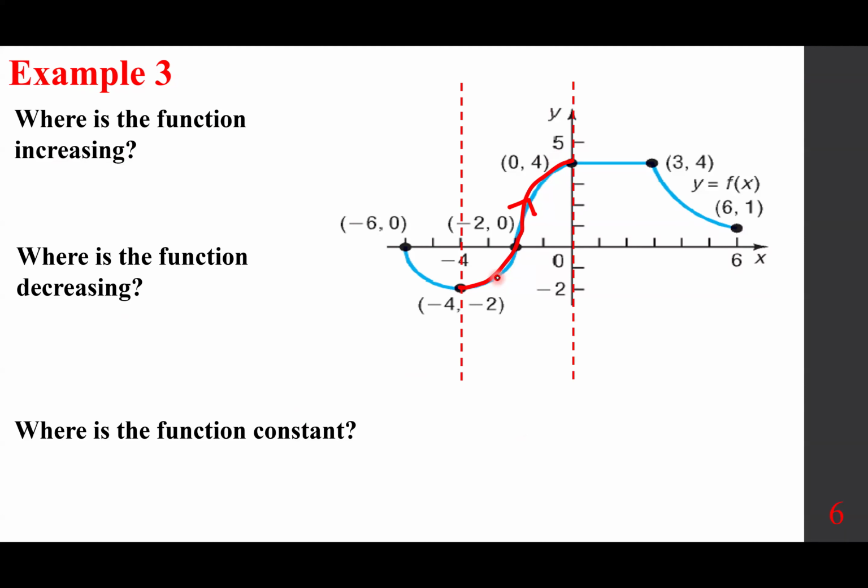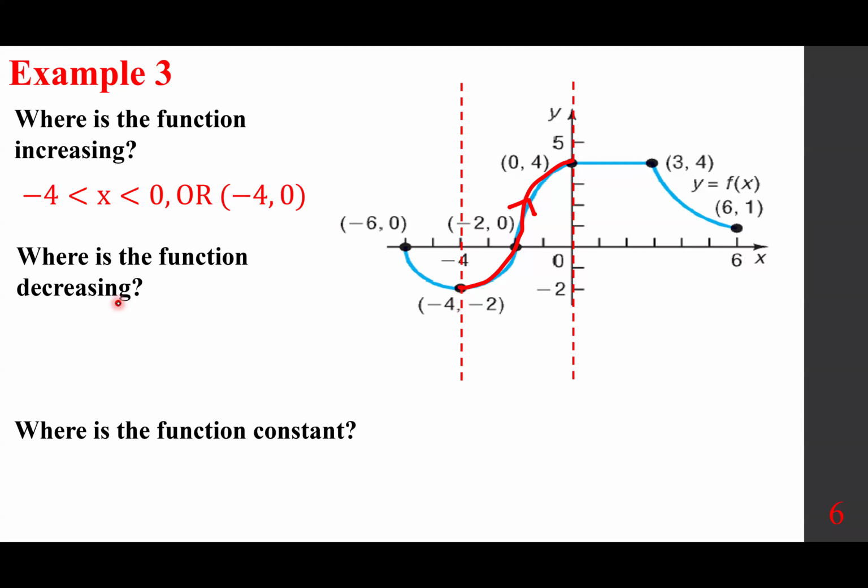is increasing from here to here, from -4 to 0. So x is between -4 and 0, or in interval format, parentheses -4 to 0. Normally the endpoints are not included, okay? Because at the endpoints, it's neither increasing nor decreasing.